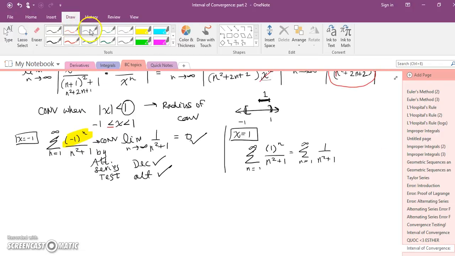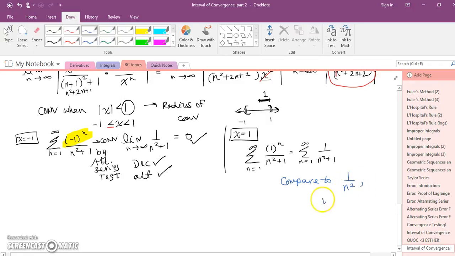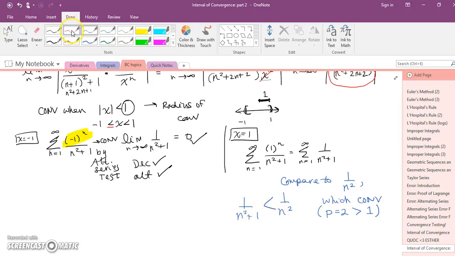Now, this looks a lot like a p-series, 1 over n squared. Let's see if we can do direct comparison, if the direction of the inequality is the right way. So let's compare to 1 over n squared, which converges. It's a p-series because p is 2, which is greater than 1. So let's compare 1 over n squared plus 1 and 1 over n squared. If I divide by more, it's going to be less. And this is good because this converges.